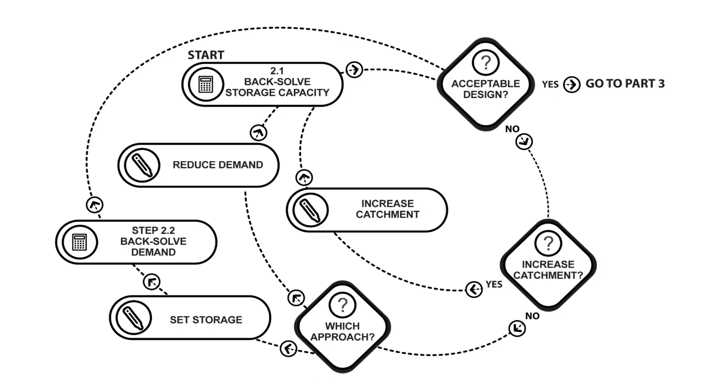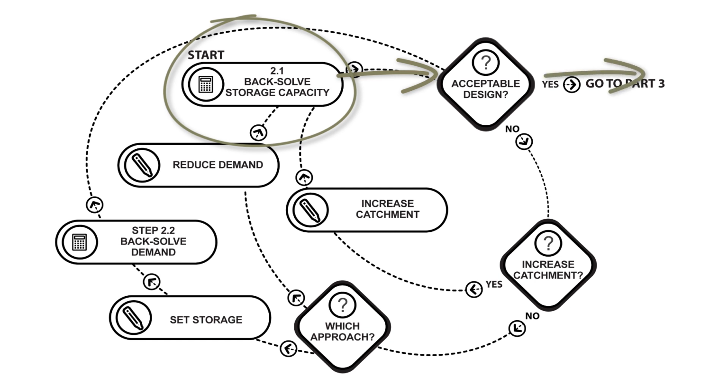So assuming you've done that, you end up in part 2, and you start part 2 with back solving storage capacity. That means finding the storage capacity that works for the demand and the supply you've defined in part 1. If right off the bat you find a storage volume that is affordable and fits in the space you have, you can go straight on to part 3. But often that's not the case.